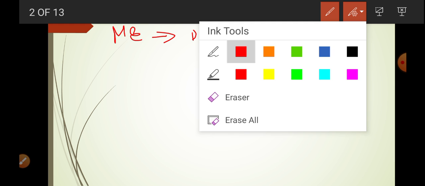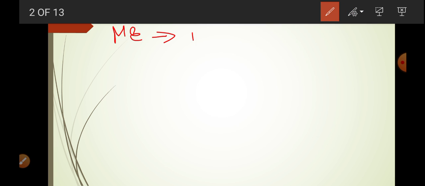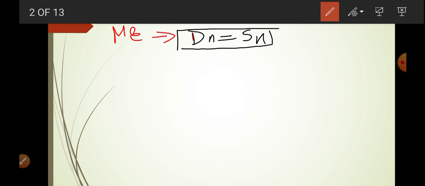If I explain it in my language, market equilibrium means where demand of X good is equal to supply of X good. This point is known as market equilibrium, and whatever price is there is considered the equilibrium price, and the quantity that is sold and purchased is considered the equilibrium quantity.